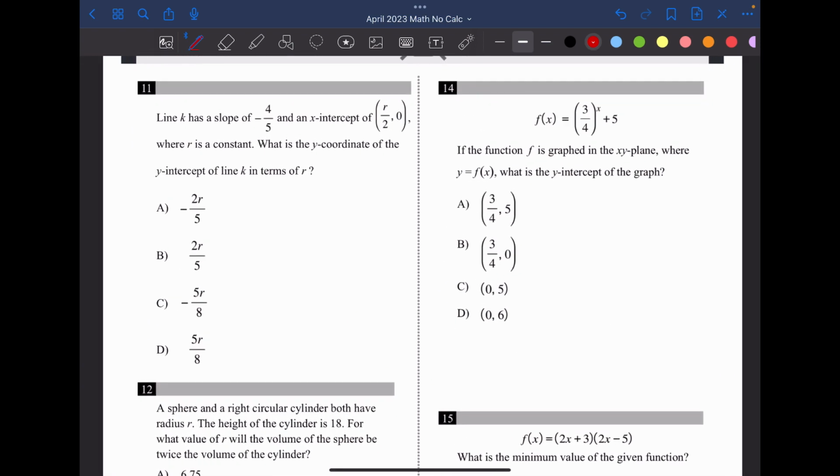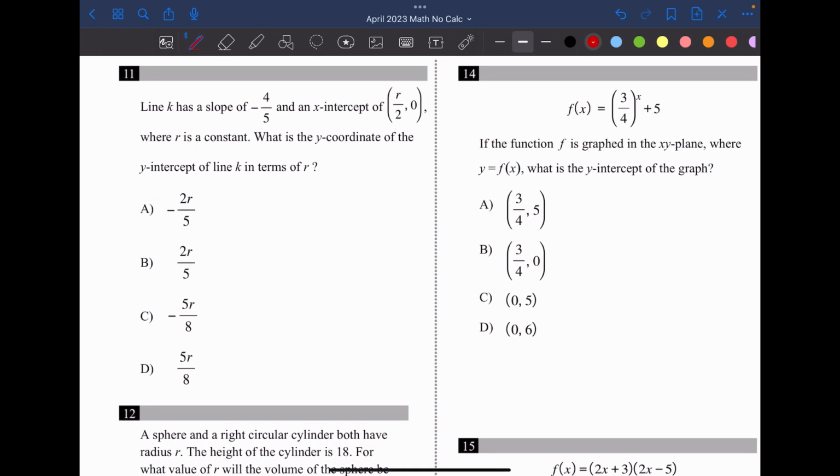Question 11, line K has a slope of -4/5 and an x-intercept of this, and we do not know r because it's just a variable, where r is a constant. So yeah, it's a variable constant that we don't know yet. And then it says, what is the y-coordinate of the y-intercept of line K in terms of r? Okay, basically it's asking you where the y-intercept is of this line.